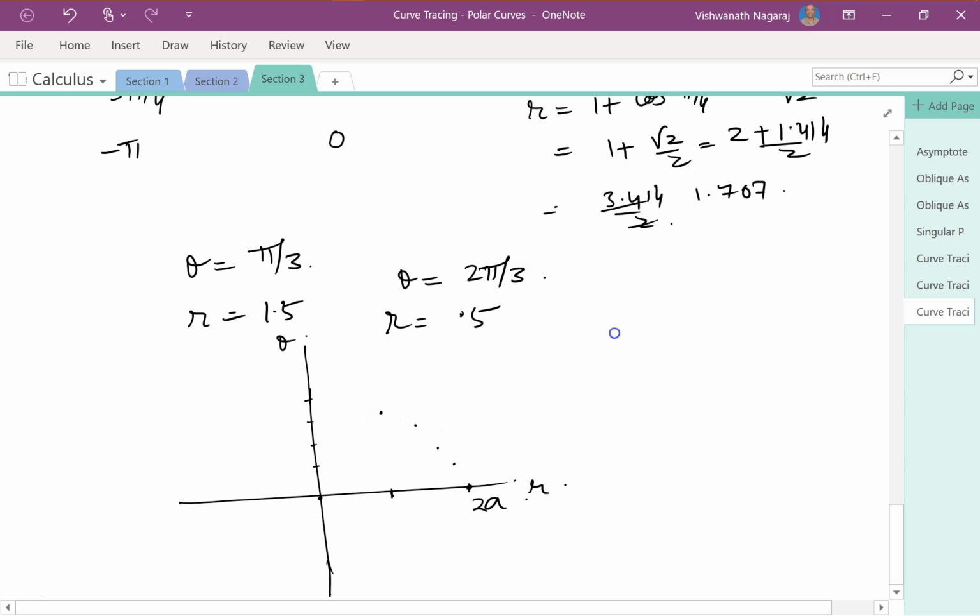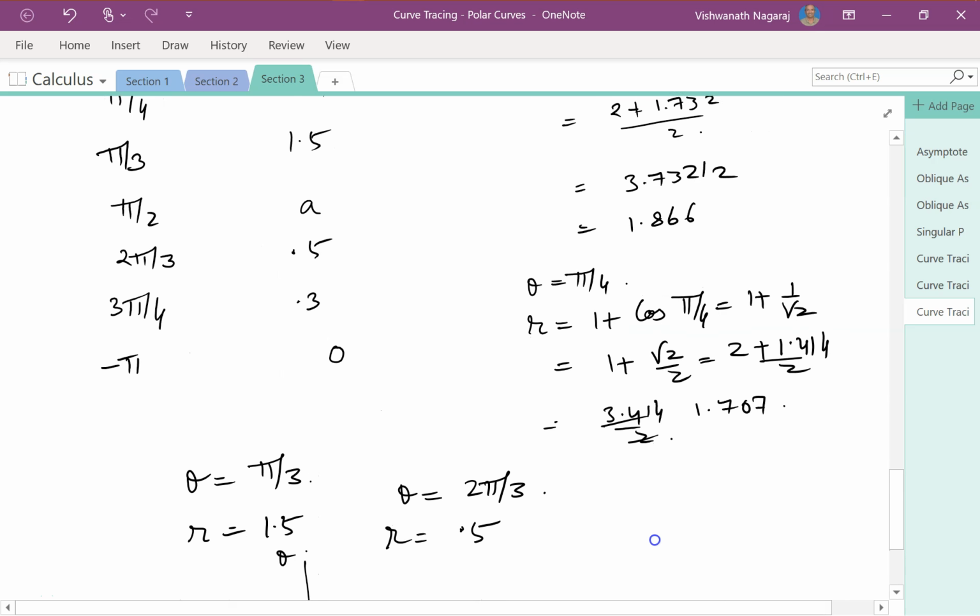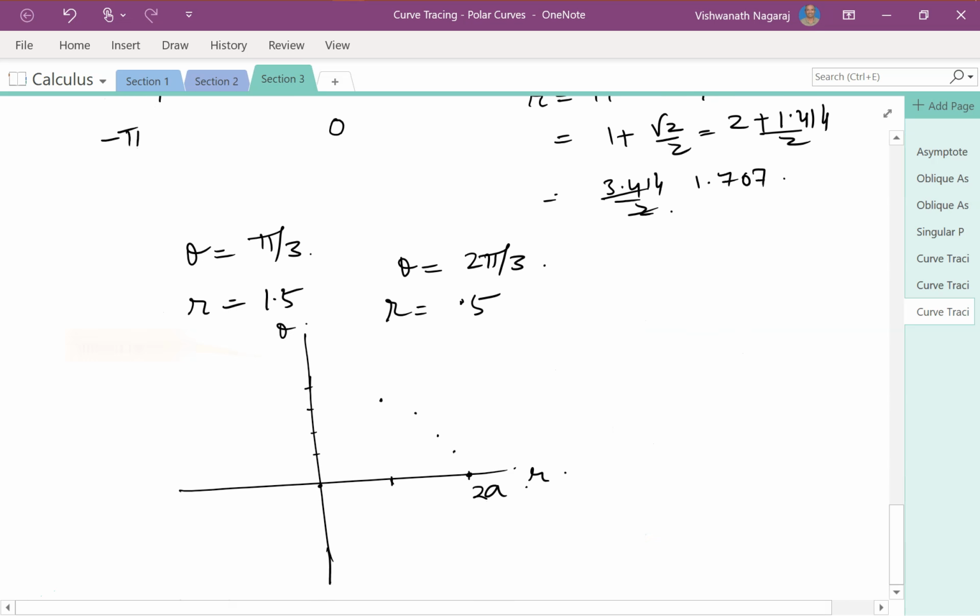And then comes, what about pi by 2? Pi by 2 is a. So this is going to be a. So this is the point. So what we have got is this part of the curve.